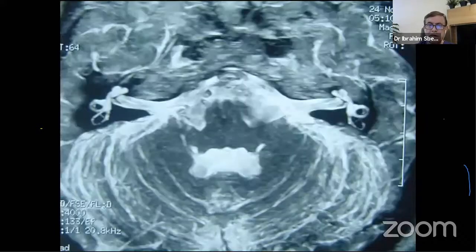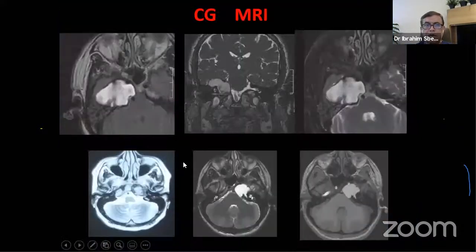Osmond's book. What about MRI? MRI is very, very efficient. It shows you the internal auditory meatus, the cochlea, the semicircular canals, and the petrous apex. So you can see the granulomas, different sizes and shapes.